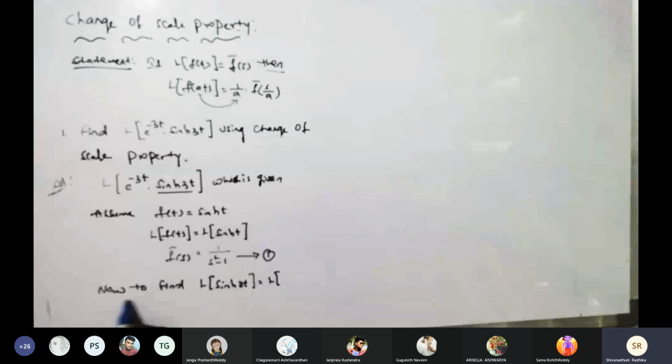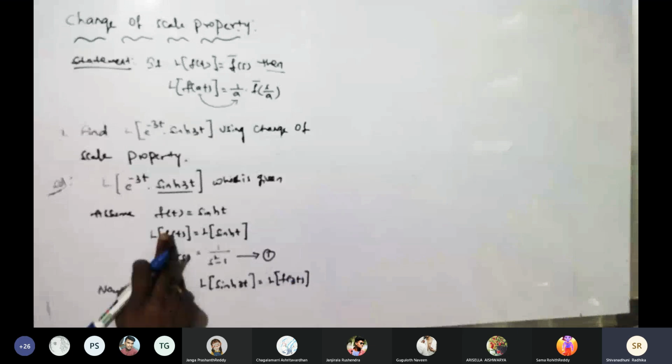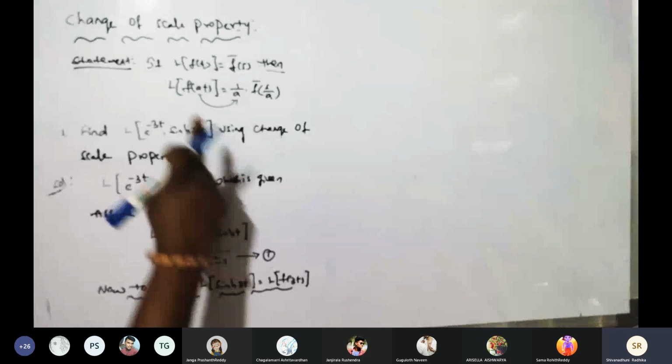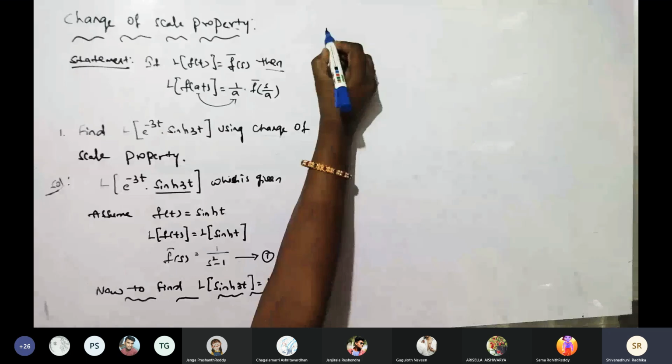Okay. Now to find L of sinh 3t, that is nothing but L of f of 3t, where f of t is sinh t. We need to find L of sinh 3t by using the change of scale property.